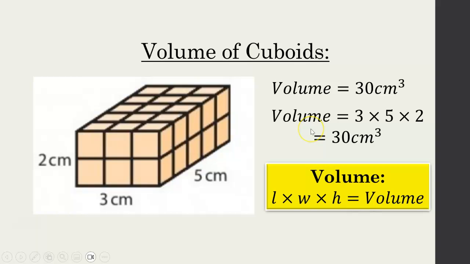So, where does this matter? Well, the volume of a cuboid, so this is what we call a cuboid. It's not exactly a cube, but it's like a rectangle in 3D, is the length by the width by the height. So if I know the height, the width and the length, I can find how many cubes are in it altogether.